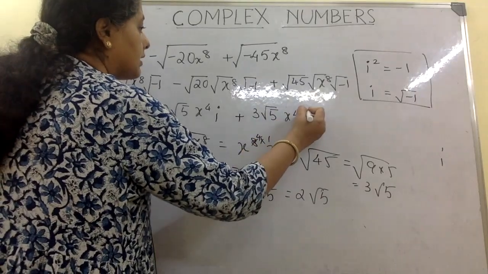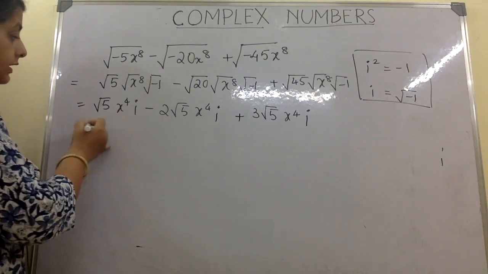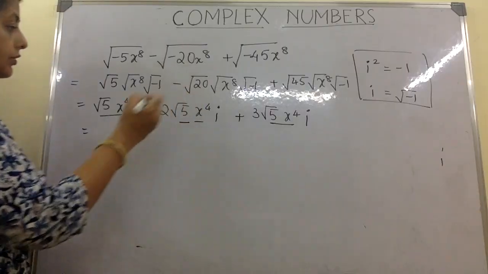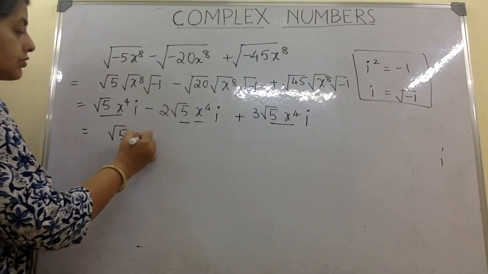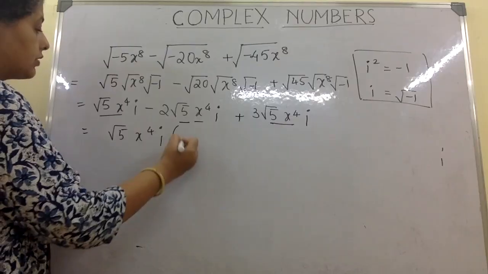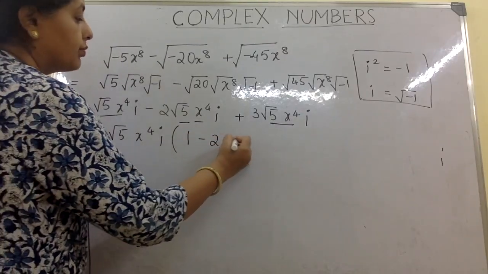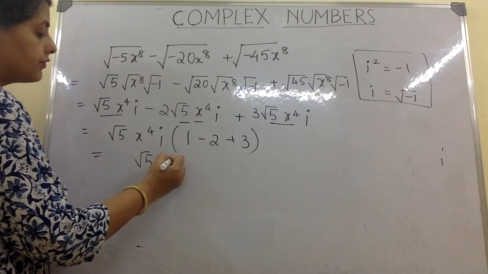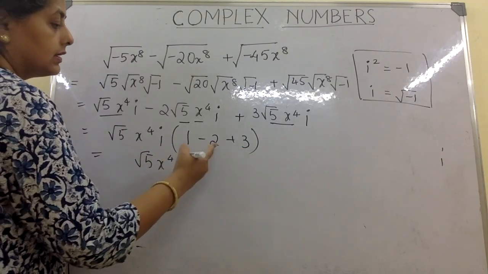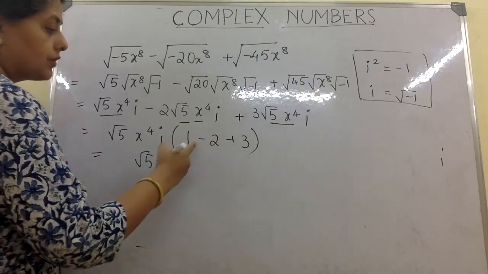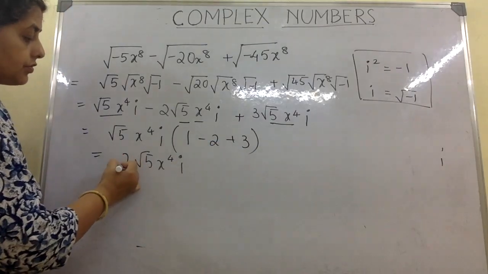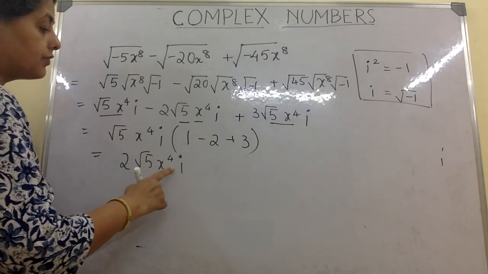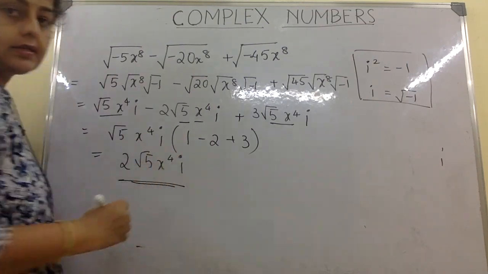Now I have root 5 and x to the power 4 and i in all of them, that I will take out, so root 5 x to the power 4 i, and then 1 minus 2 plus 3, that is 4 minus 2, which is 2. So 2 root 5 x to the power 4 i is my simplified answer.